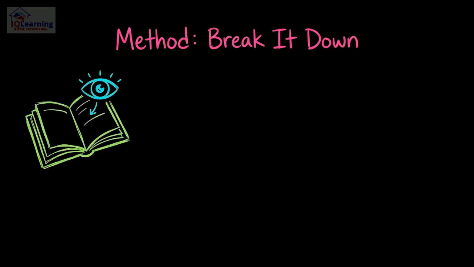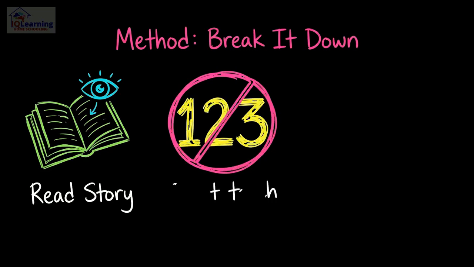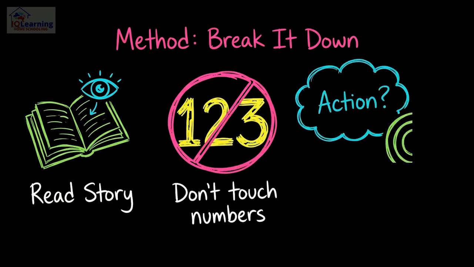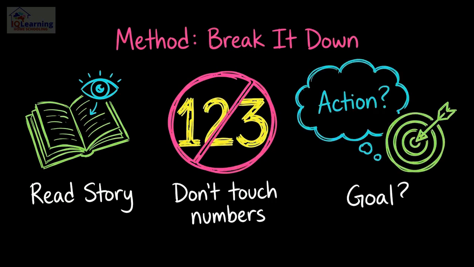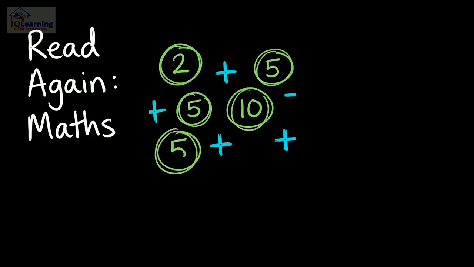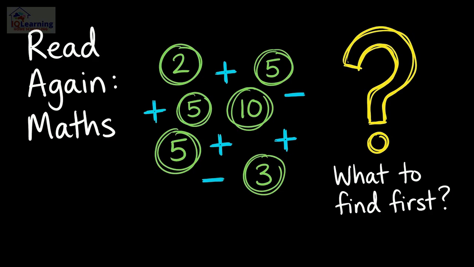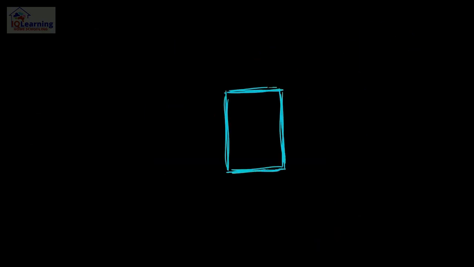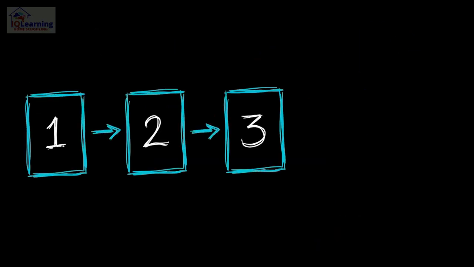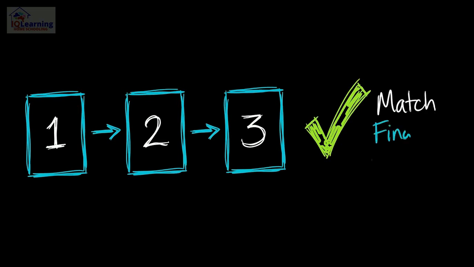First, read the problem for the story. Do not touch the numbers yet. Ask yourself what is happening and what the final question is. Next, read it again for the maths. Look for the important numbers and notice when something is added or taken away. Then ask the most important question. What do I need to find first? That is the hidden step. After that, solve one step at a time in order. Finally, check that you have actually answered the question at the end of the problem.